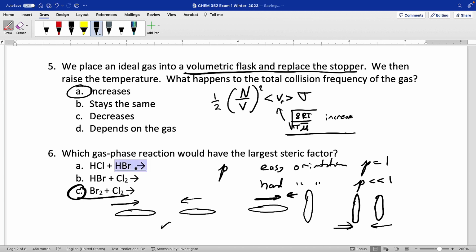Whereas if we look at the other ones, because the molecules are heteroatomic, the worst one would be A, right? Because if you have end-on collisions, you could have an HH collision, you could have an HBr collision, you could have an HCl collision, or you could have a BrCl collision, right? And not all those are equivalent. So only one of those is going to give you the reaction you want. So the largest steric factor would be reaction 6.